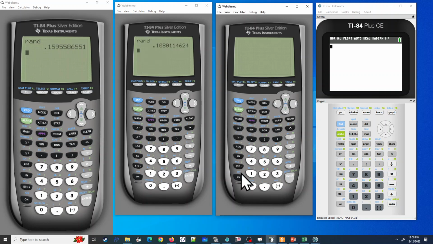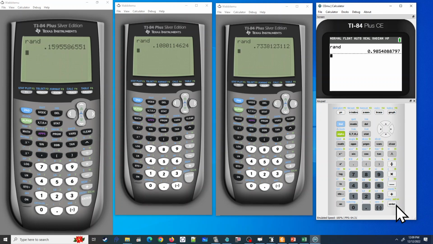And I'm going to hit math on this one. First turn it on. There we go, math. Let's go to random here. And then I went math, and I'm going to go over to random here. Okay, so it looks like all these calculators are random.